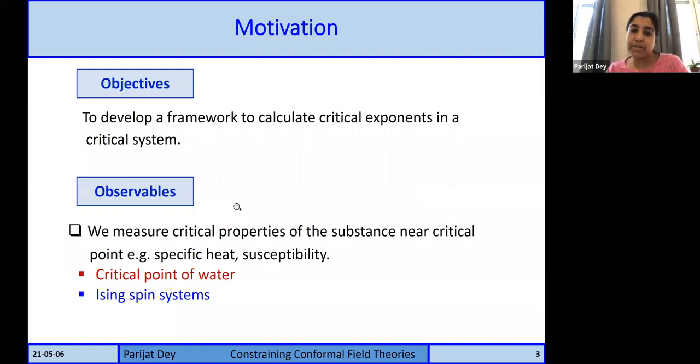So the goal is to develop a framework to calculate critical exponents in a critical system. So close to the critical point, we measure various properties of the system. For example, we can measure specific heat, susceptibility, and other properties as we vary the external parameters in the system. So to orient ourselves, let's talk about two specific such systems, which is the critical point of water and the Ising spin system. So let's start with the example of water.